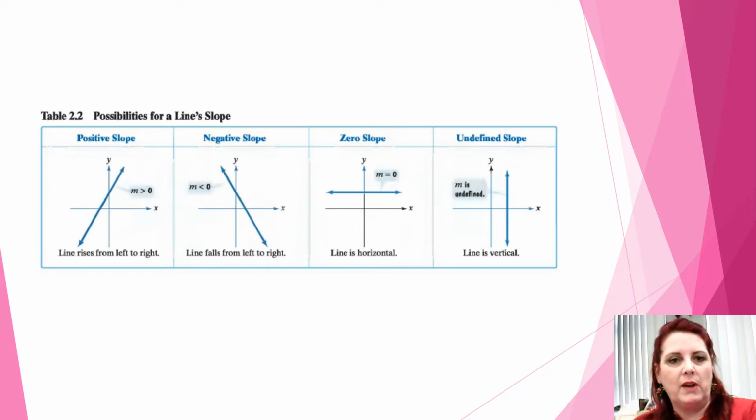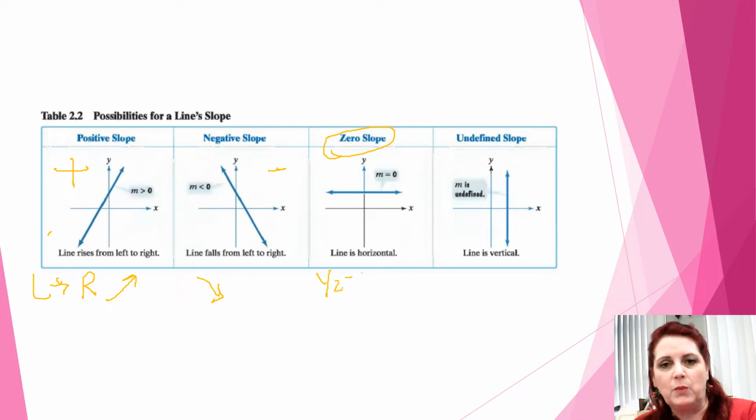All right, so we have a positive slope. There it is. This one is positive. When you go from left to right, you're going uphill. And the negative slope here, when you go left to right, it's going to be downhill. Now we have a zero slope, and that's where y2 minus y1 equals 0. Remember, that's our numerator, and that's going to be a horizontal line, which is just y equals some number.